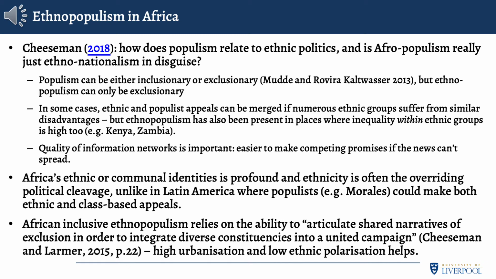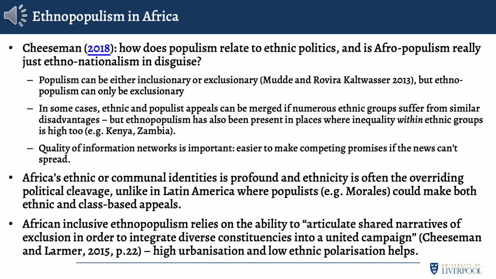One way to square this circle is in contexts where ethnic and class-based disadvantages are coterminous or aligned. So if numerous ethnic groups are held back economically by the political or economic system, it becomes easier to build an inclusive ethnopopulist appeal because the issues are the same, they're rooted in class, but you can talk to different ethnic groups on an ethnic level, for want of a better phrase, but you can have an umbrella concept of the problem being class-based. So the language might be ethnic, but the problem, the other, can be framed in terms of class.